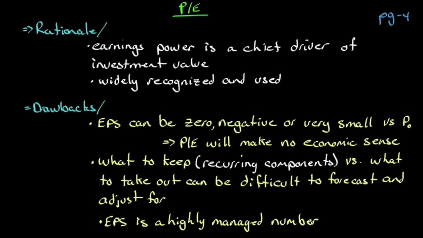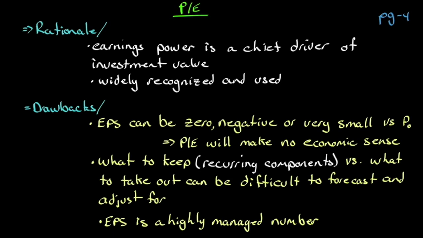Okay, so let's go. PE. This is the one we spend the most time on. Everything that we do in PE applies to any price multiple. So after we get through PE, you'll find price to book and price to sales go fairly quickly. So what's the rationale behind using a price to earnings multiple? The biggest one is, hey, look, earnings power is the chief driver of investment value. The more the firm can earn, the more it should be worth, period. It is widely recognized and widely used, so you can communicate your ideas with other people very quickly through a PE.